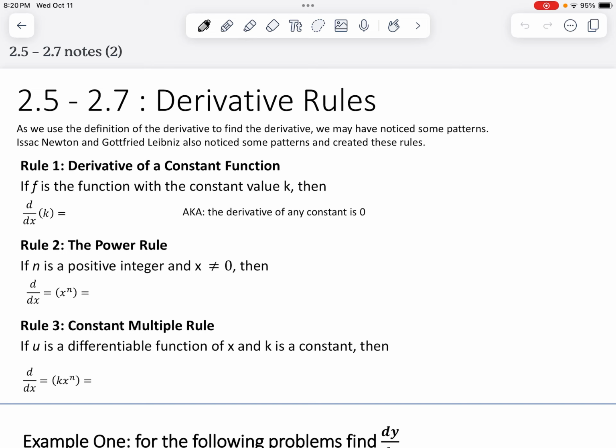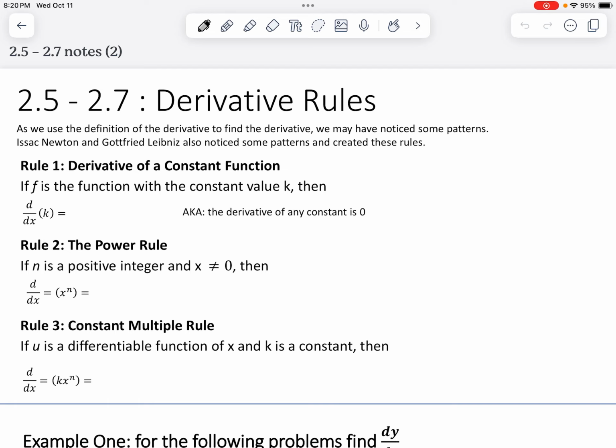So the last couple of days we've been learning about the derivative and what it is. To find derivatives, we've been either finding the slope of the tangent line and estimating it, or using the definition of the derivative. Today we're going to learn some shortcuts. As we've done the definition of the derivative, you may have noticed some patterns.